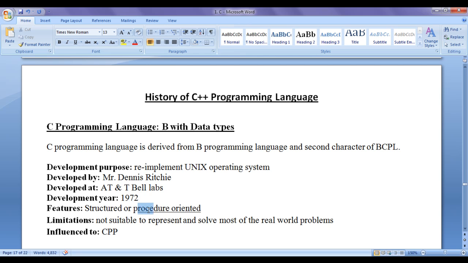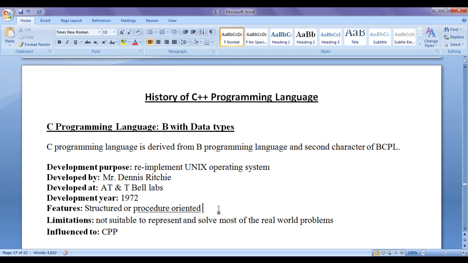C is a procedure-oriented programming language. It is a structured programming language. If you remember, we discussed procedure-oriented programming languages already. Procedure-oriented programming languages mainly concentrate on how to solve problems. What is the procedure to solve problems?